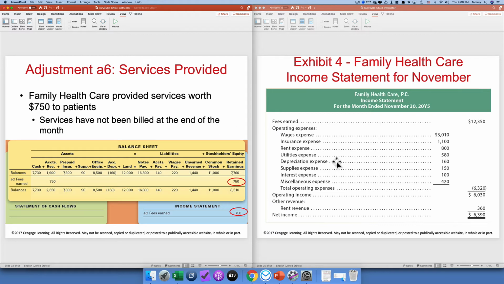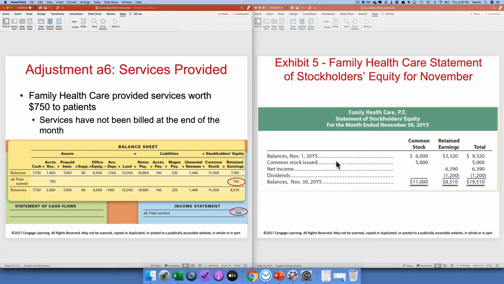Now the next thing we look at is the statement of retained earnings, or the statement of stockholders' equity. Okay. So we started our month with $6,000 in common stock that she had originally invested in the company. And then if you remember, she put in $5,000 more. So that means that we have $11,000 at this point in stock.